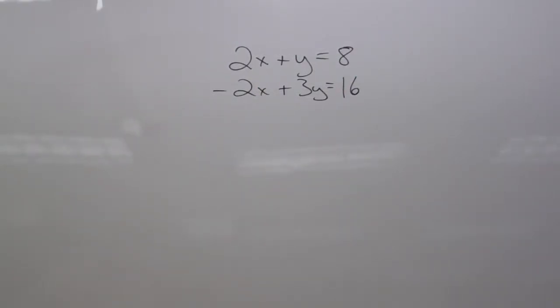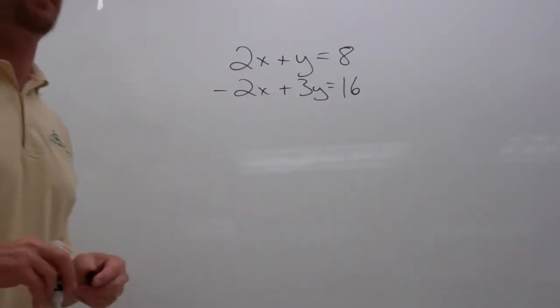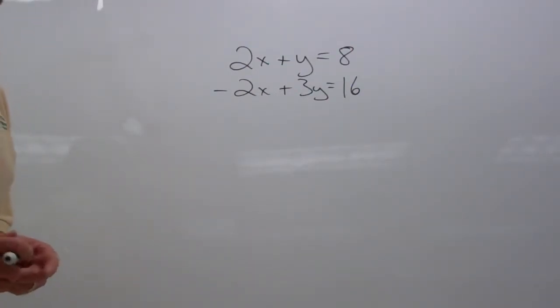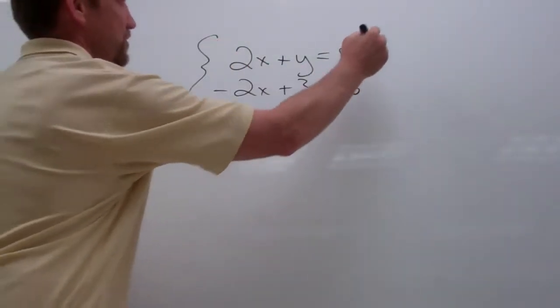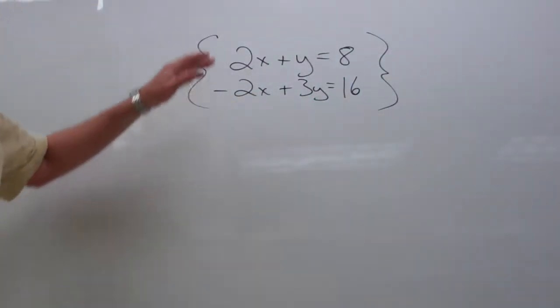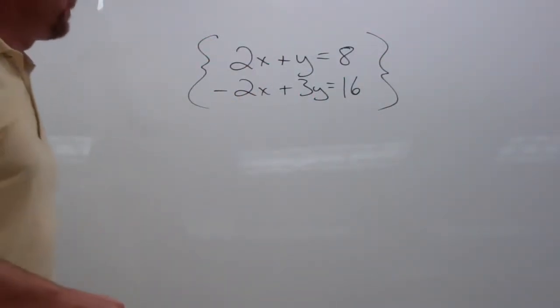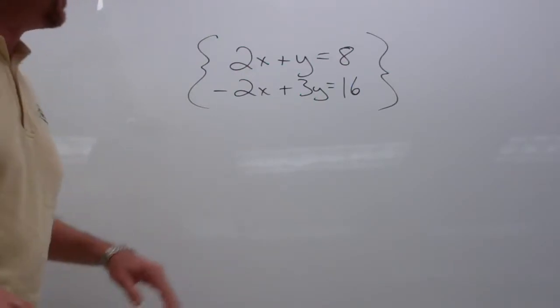Okay, take a look at this problem on the board. Today we're going to talk about solving a system of equations by elimination. If you look at this system of equations, once again we have two equations with two variables, so we'll never be able to solve equations with two variables.